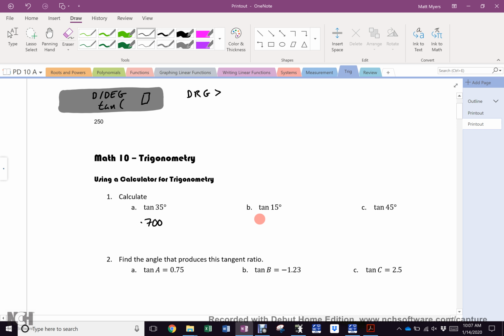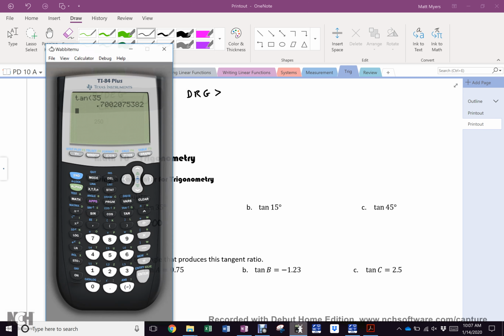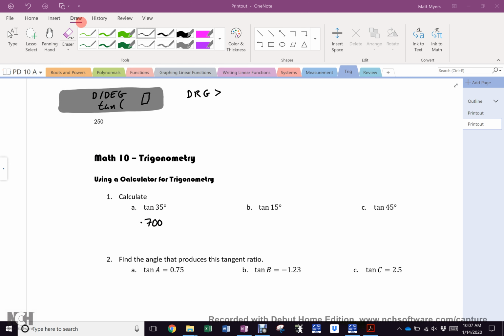What is the tan of 15? To 3 decimal places. This is where I check if you can round. 0.268. What is the tan of 45? 1. All right. Excellent.